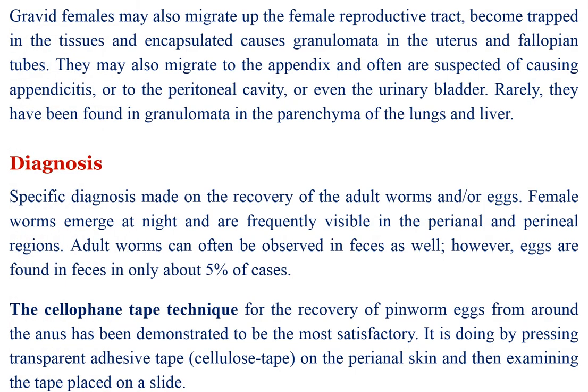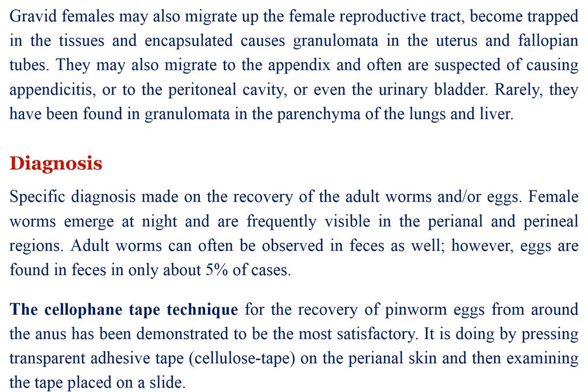Gravid females may also migrate up the female reproductive tract, become trapped in the tissues and encapsulated, causing granulomata in the uterus and fallopian tubes. They may also migrate to the appendix and often are suspected of causing appendicitis, or migrate to the peritoneal cavity or even the urinary bladder. Rarely, they have been found in granulomata in the parenchyma of the lung and liver.